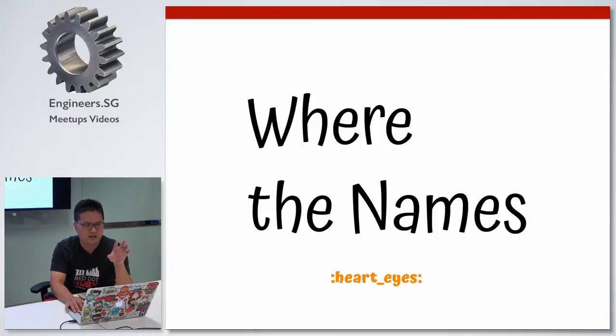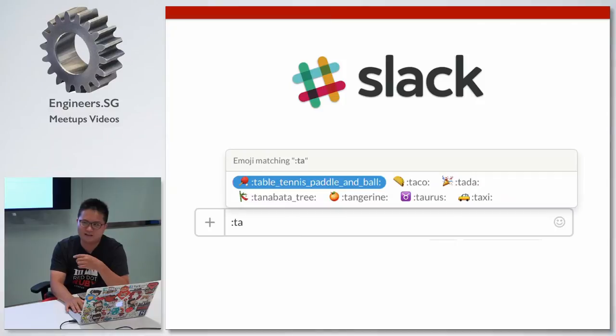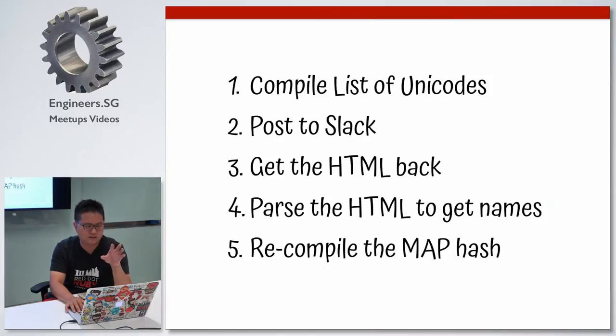I need to update the hash, so I need to know where I can find the names. And Slack already has this handy list for autocomplete. So I wrote a simple script to post to Slack and get all their names back. I'm going to tell you how I did it.